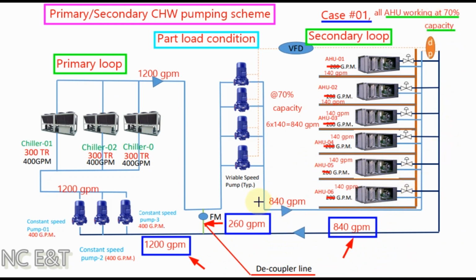For the air conditioning system to work, we must follow the chill water from the chiller plant up to the air terminal units. So how to balance it? In this case we will use the decoupler line. So the balance 260 GPM will bypass through the decoupler line, and 840 GPM will pass from the secondary loop. So 840 plus 260 will be 1200 GPM. So there will be a total flow from the secondary loop to the primary loop of 1200. That is the same as the chill water flow of the primary loop.